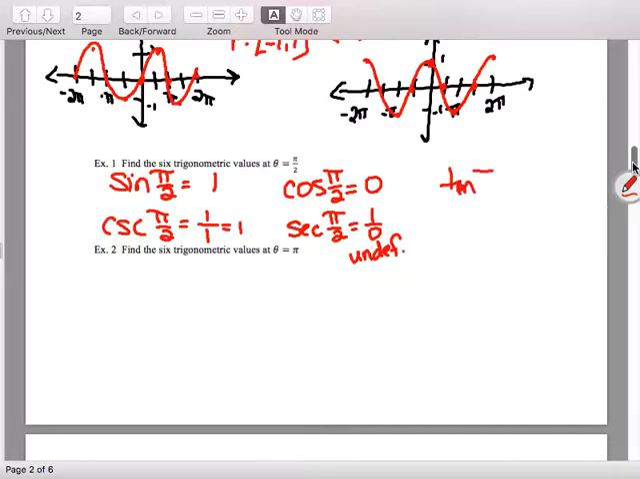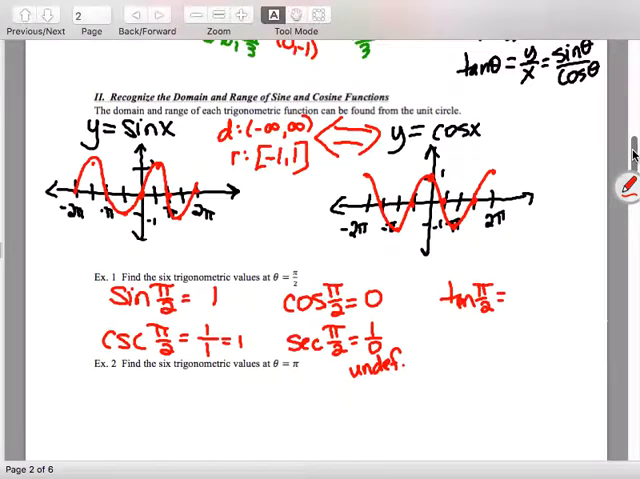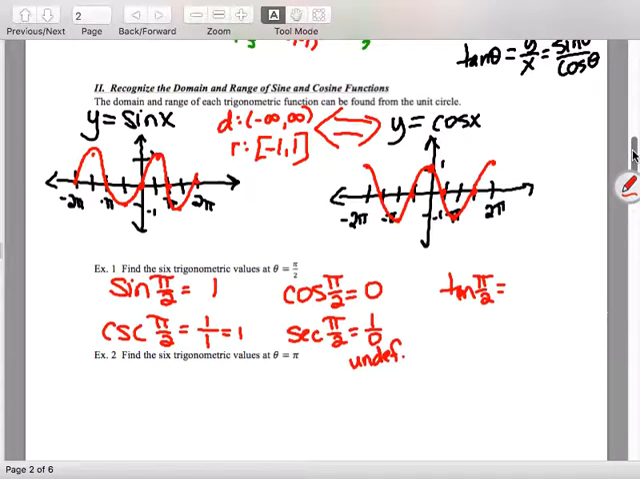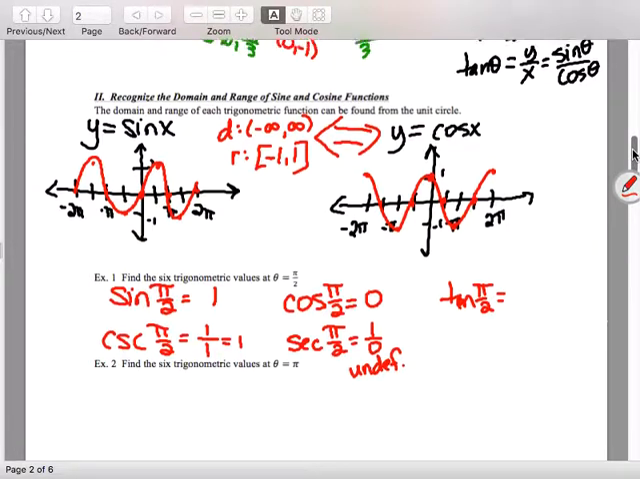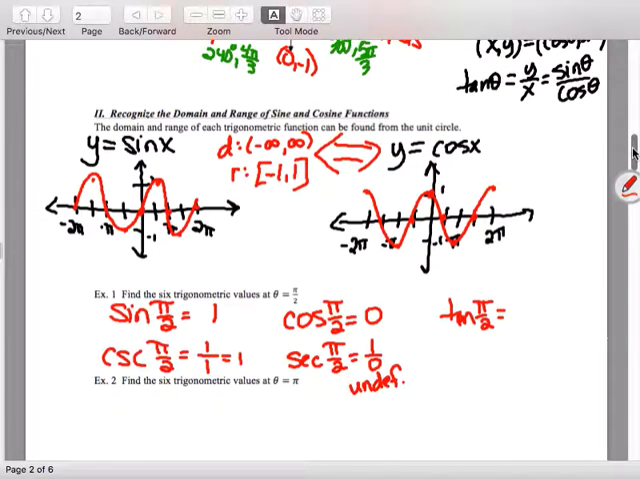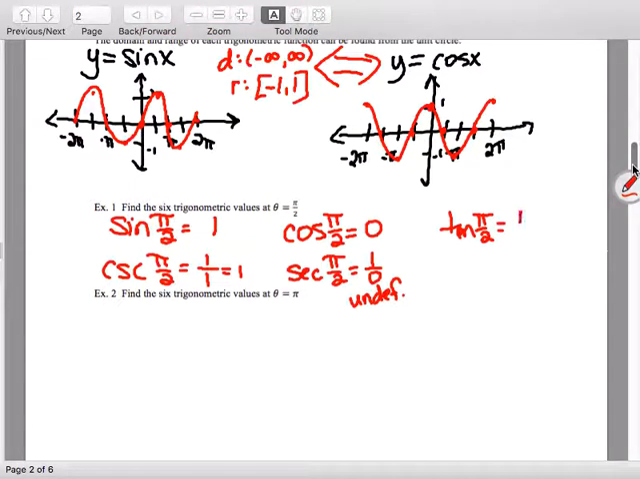Tangent pi over 2. Again, this is why I had you write this down, because you're going to sit there and say, well, around the circle it's sine, cosine, how do I find tangent? Well, we wrote this down. Tangent is sine over cosine. So that's 1 over 0, which is undefined. Then cotangent pi over 2, you take the reciprocal, which you would flip to make it 0 over 1, which is 0.